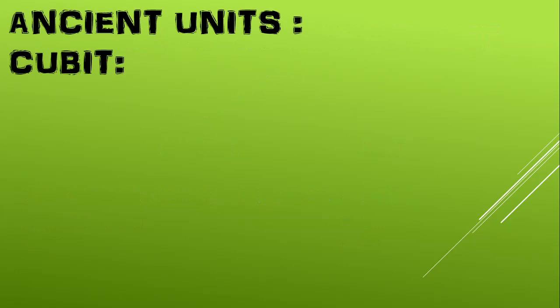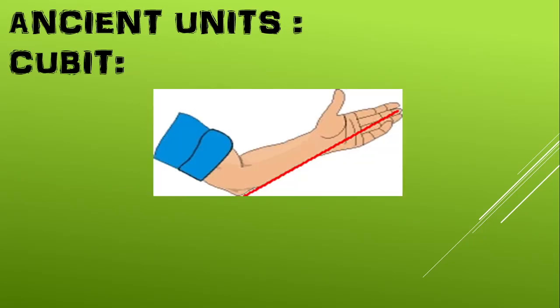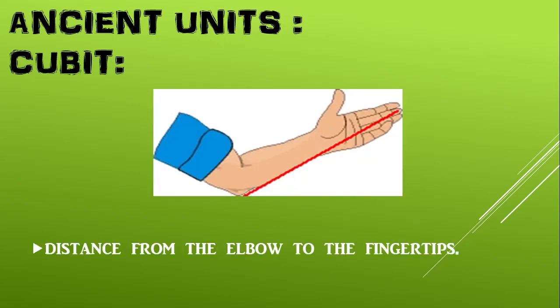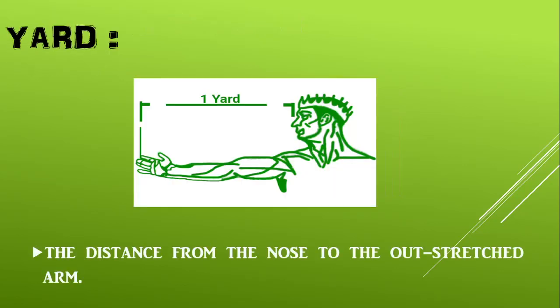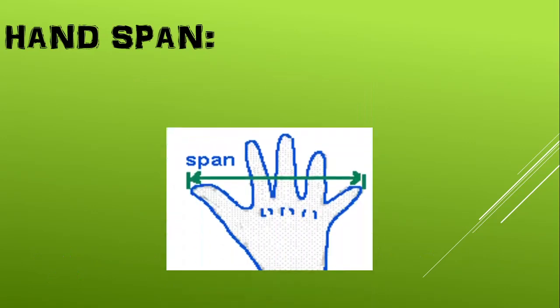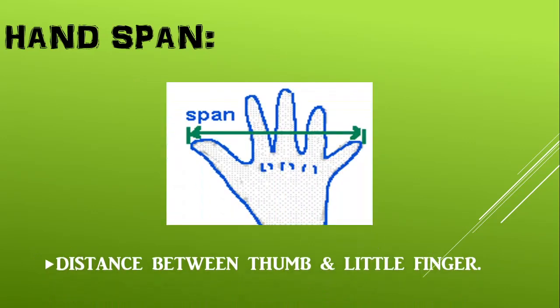Do you know how our ancestors measured? They used their body parts for measurement. Some of the units are cubit, the distance between the elbow and the tip of the middle finger; yard, the distance between the nose and the outstretched arm. Next one is hand span, the distance between the thumb and the little finger.